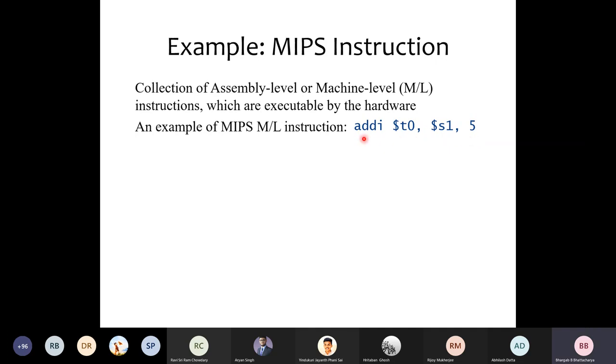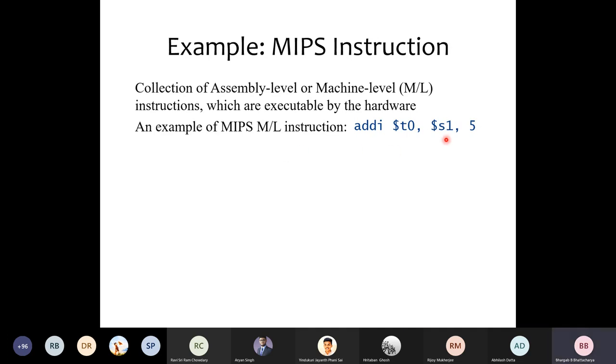So can anybody tell me what does it mean? Add immediate. Add immediate, right? So what kind of actions are to be taken? So add S1 with 5 and store it in T0. Destination is T0. Yeah, so S1 plus 5 and then store it in T0. You are right, but you should say the content of S1. Yes, the content of S1 is added to 5 and then the result is stored in T0.